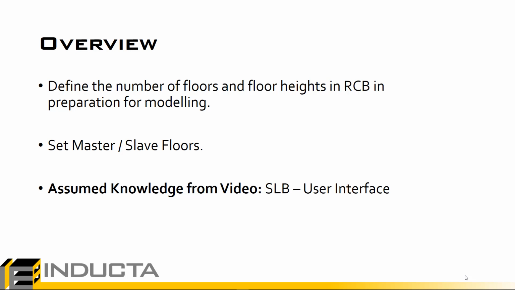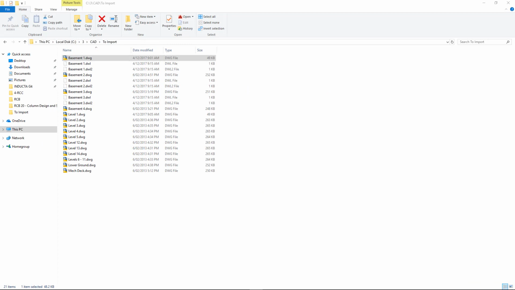Now, this video assumes that the user has watched the SLB user interface video or is familiar with the terminology of the front end of the INDUCTA software, so what the working area is, what the main task ribbon is, etc. So these are the CAD files that we're going to be importing. We won't open them just yet, but basically they've been prepared for importing to the RCB software. So we've got some basement levels and some upper levels up to level 14, and level 6 to 11 are typical. Also basements 2 and 3 are identical.